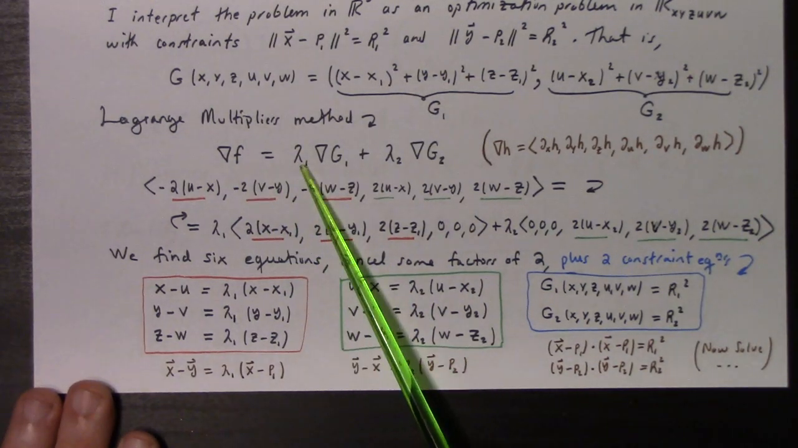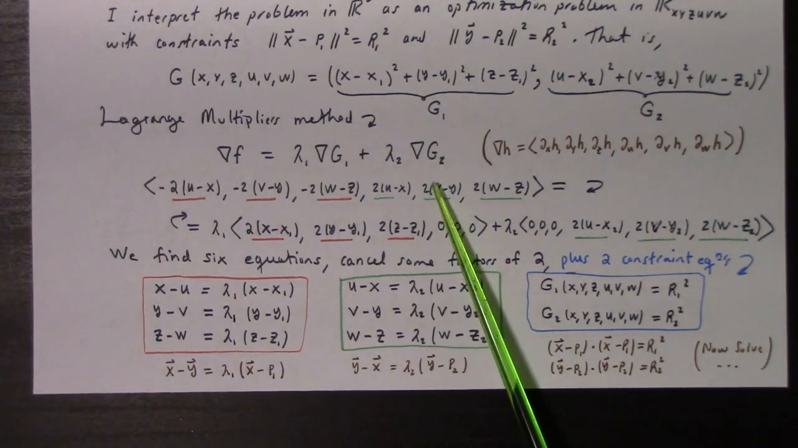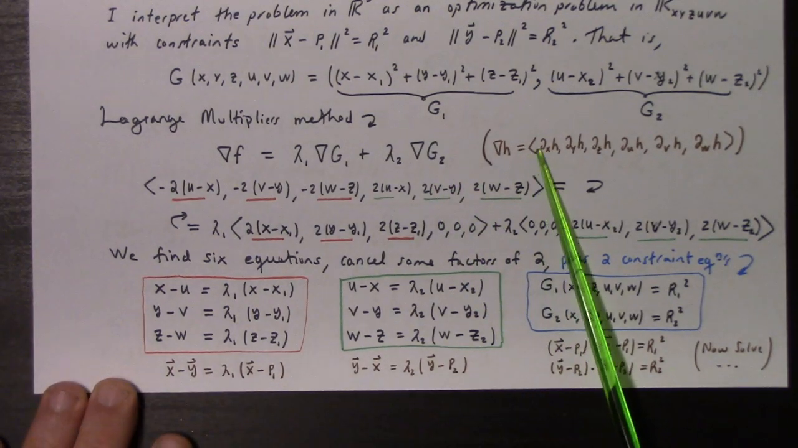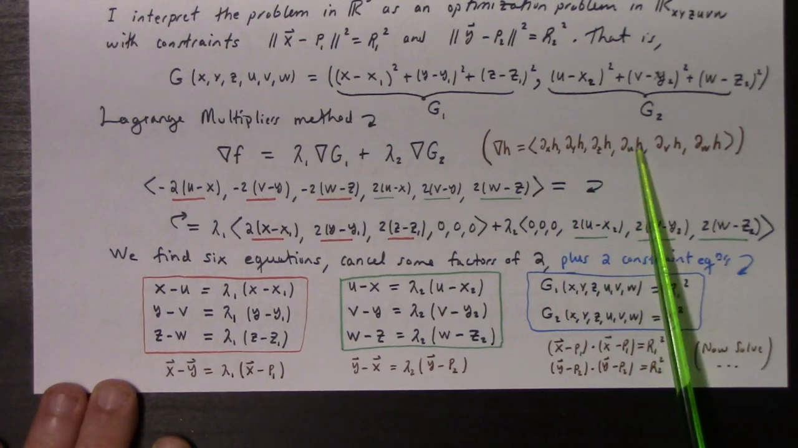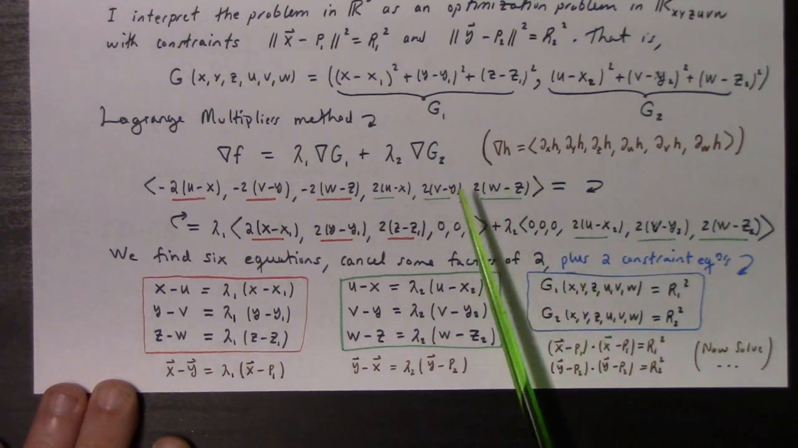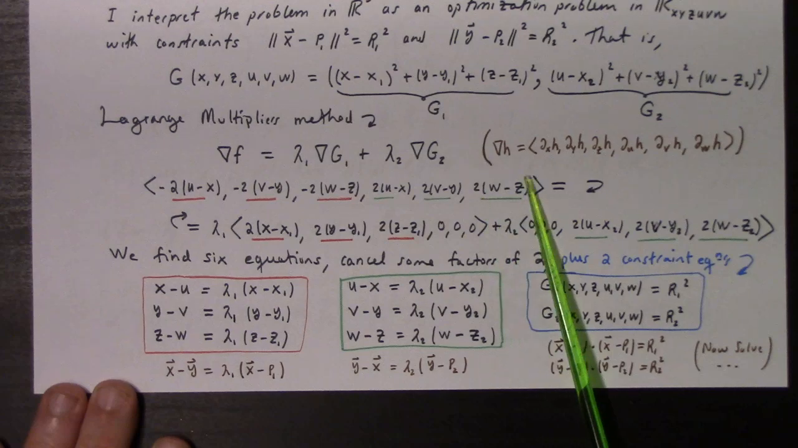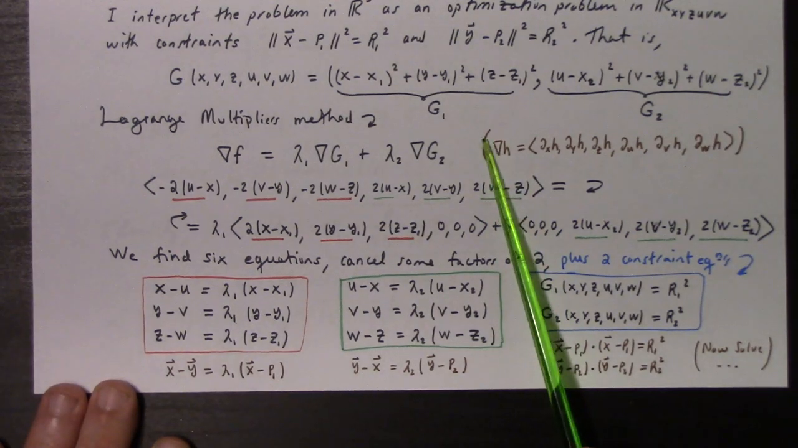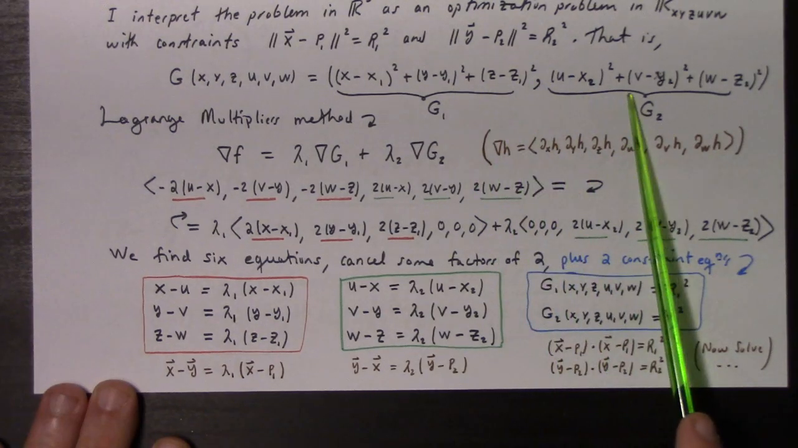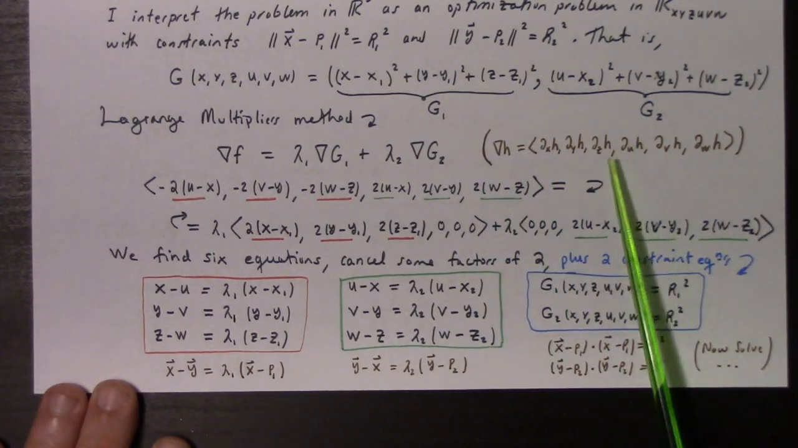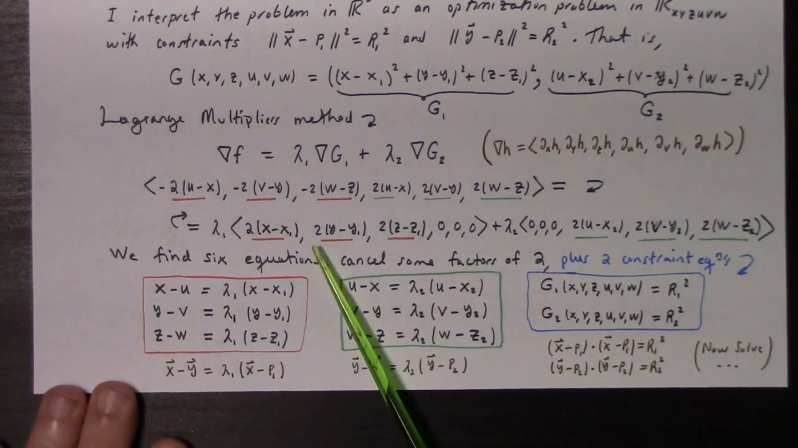The gradient of f is equal to lambda 1 times the gradient of the first equation plus lambda 2 times the gradient of the second equation. Now, here's what I mean by gradient in this context. It's a 6-dimensional vector with x, y, z, u, v, w derivatives. And so I take these gradients. The objective function's got everything going on, but the gradients of the equations here, g1 and g2, those level functions, they're pretty sparse.